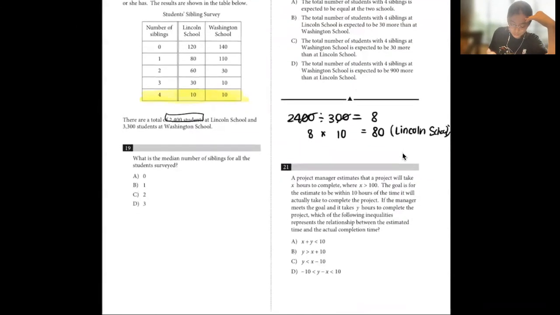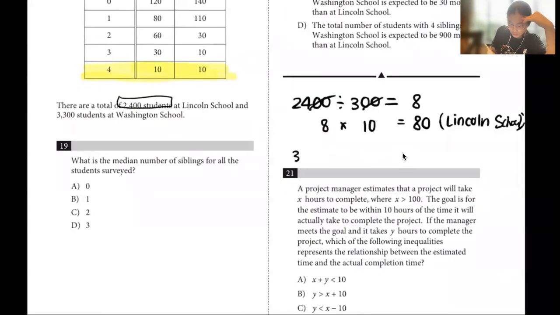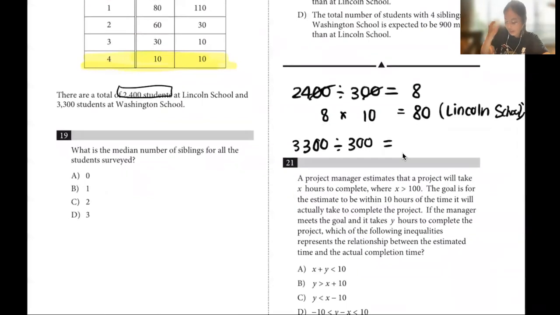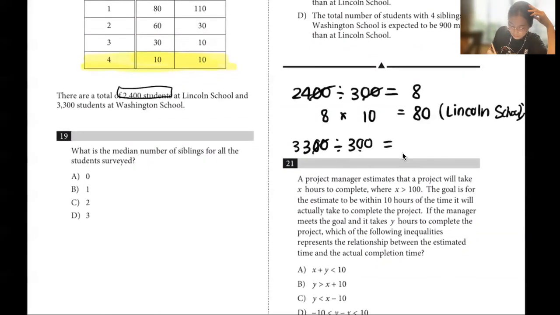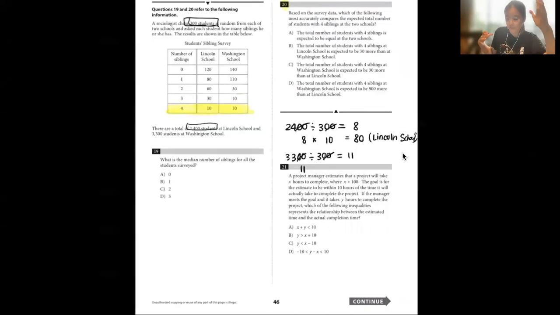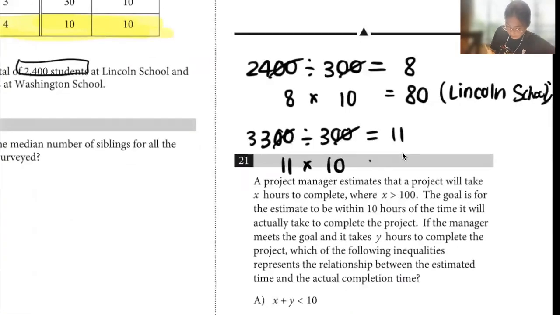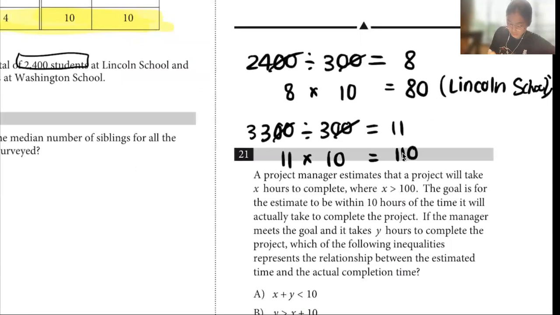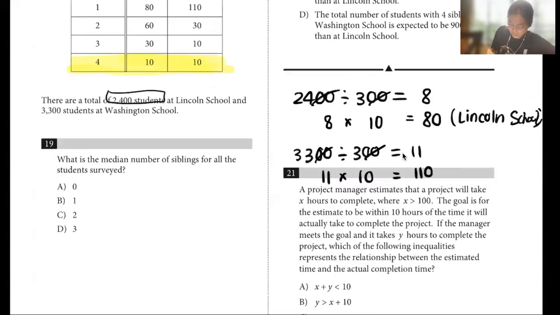Next, we're going to calculate it for the Washington School, which is 3,300, divided by, same, 300, right? Because that's the sample. And that's going to be 11. But we're not looking for the sample, we're looking for the actual number. So 1 out of 300 for the Washington School means 11. So what's 10 out of 300 for the Washington School? Well, that represents 11 times 10, which is 110.